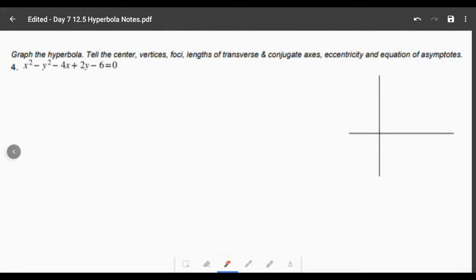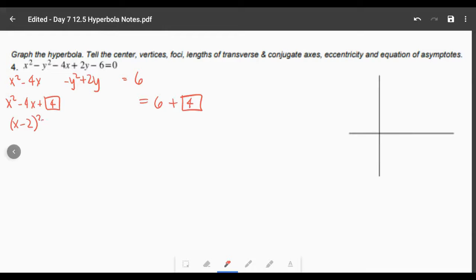We know from previous lessons that we need to group the x's together, group the y's together, and move the constant to the other side of the equation. We know that we have to add something to the x group to make it factor nicely. And so that something would be 4. And if we added 4 to the left side, we have to add 4 to the right side, and we know that this will factor into x minus 2 squared.